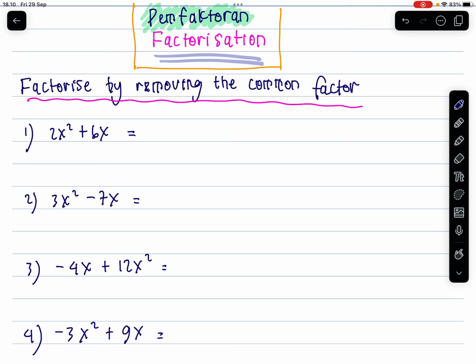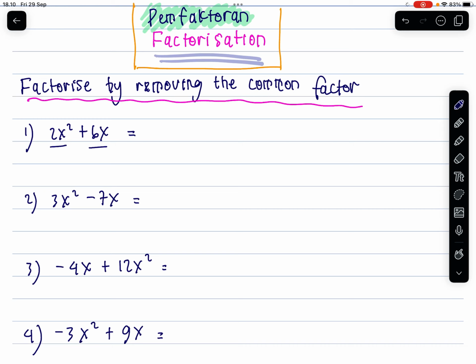Okay, we're gonna have a look at number 1. We need to factorize 2x squared plus 6x. What we need to do first is see what the common factors of 2x squared and 6x are. Faktor yang sama apa? Kita bisa lihat, hopefully everyone can see it, that the factor they share is 2x. They both share 2x.